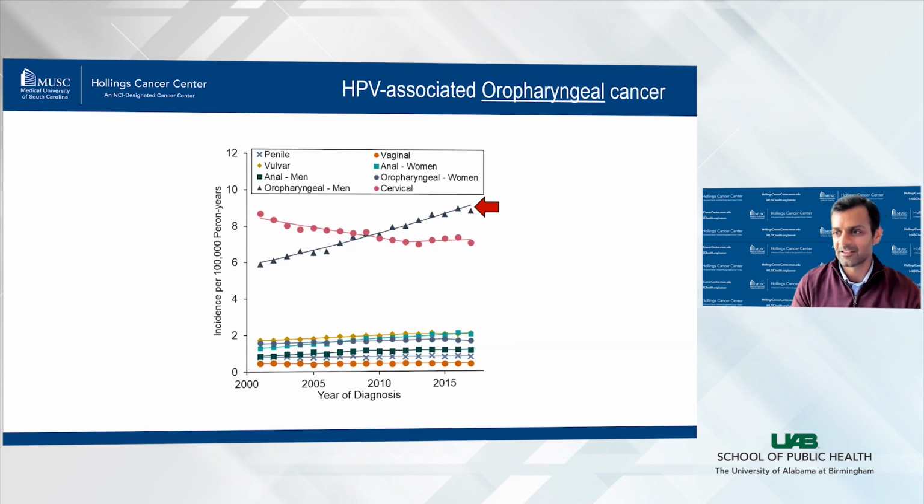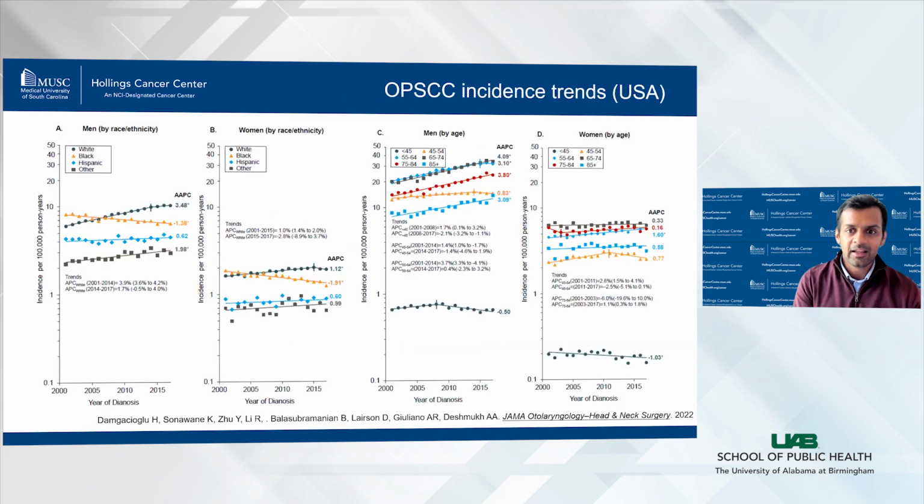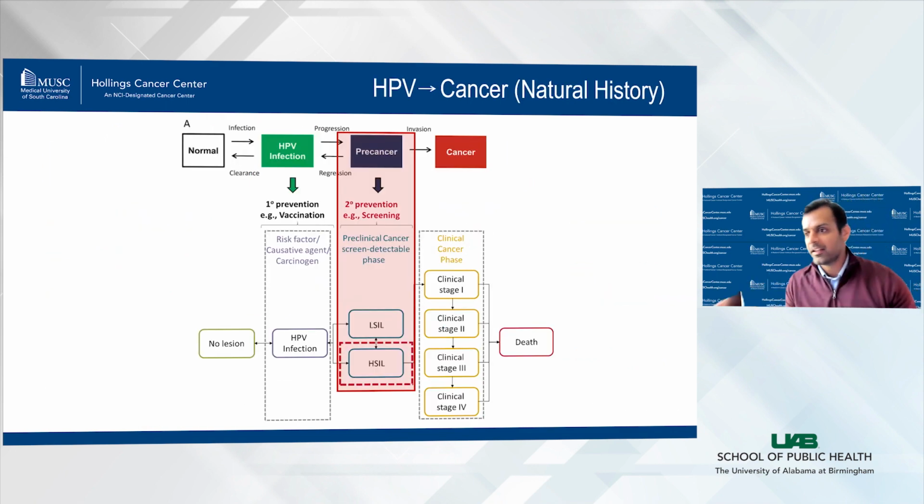It has surpassed cervical cancer to become the most common HPV-associated malignancy. And we also know that oropharynx cancer incidence is largely increasing among men who are in their 50s and 60s. And there's some evidence that it may be increasing among women who are in their 50s. So different than anal cancer prevention.